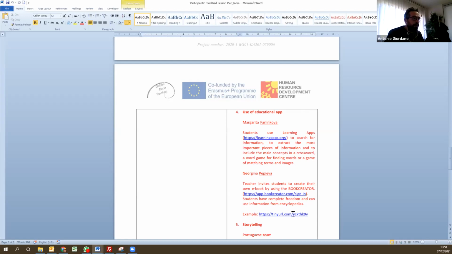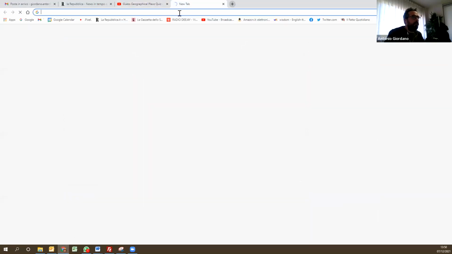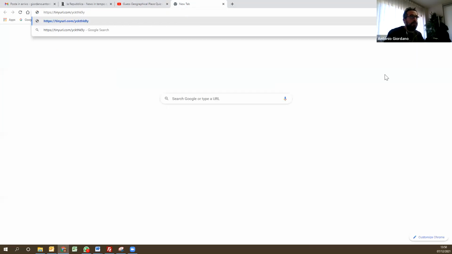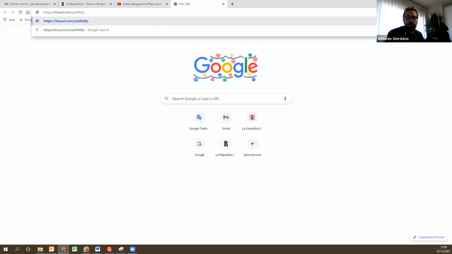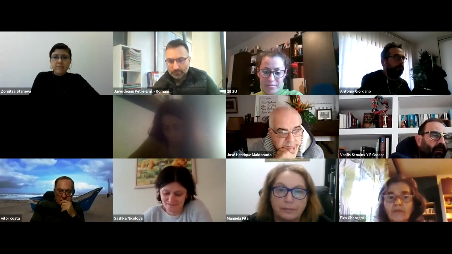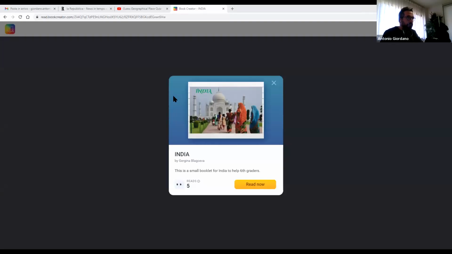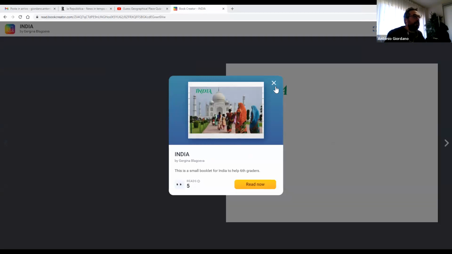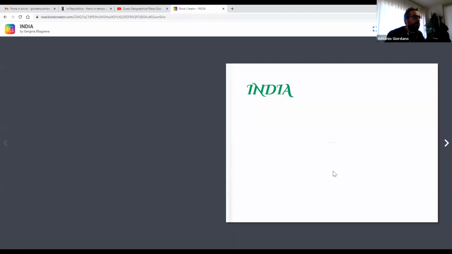So the example which was given by Georgina is really, really interesting. I don't know if Georgina is there, but anyway, Georgina should be there. I think that I should stop sharing and move to the link that I just put on the internet. Just give me 1 second to do that. And this is an example which was provided by Georgina, a small booklet for India to help students, and we can have just a look at what has been done by Georgina.